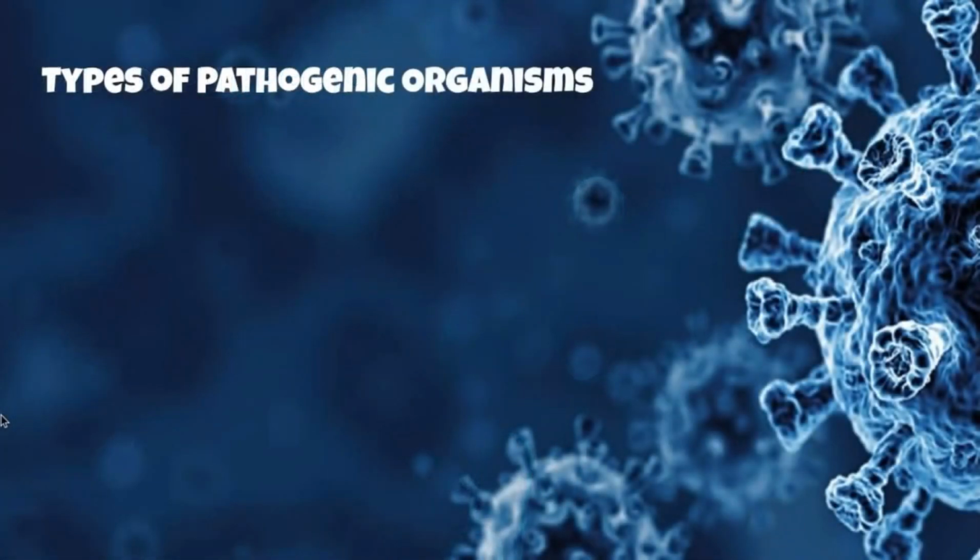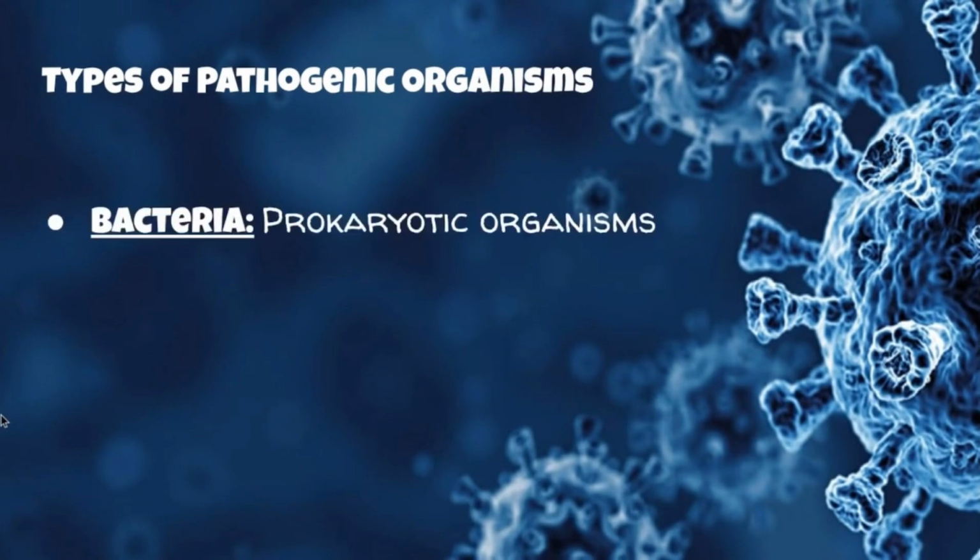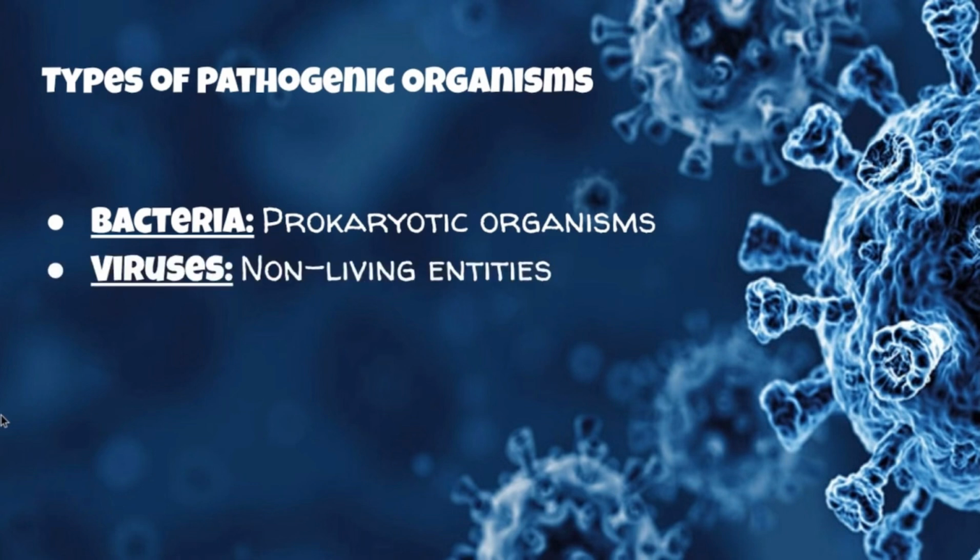Moving on to some types of pathogenic organisms. The first one would be bacteria, which are prokaryotic organisms that reproduce rather quickly. An example would be E. coli, which causes food poisoning. Another one would be viruses, which are non-living entities that require a host cell to replicate, and some examples would be influenza, which causes flu, or HIV, which causes AIDS.